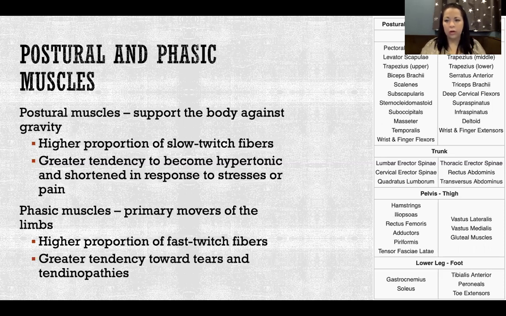How that affects posture and injury and things like that, postural muscles have a greater tendency to become hypertonic. So too much muscle tone, too much activation, more chronically shortened. So they have a greater tendency to become hypertonic and shortened in response to stresses or pain. So with stress or pain or too much use over time, like an overuse type injury or movement pattern, they will tend to become hypertonic and shortened over time. And we'll see that when we do postural assessments. And then phasic muscles, they have a greater tendency toward tears and tendinopathies. So dysfunction and injuries to the tendons and tears of the muscle or the tendon. So phasic muscles respond generally differently to increased stress, pain, overuse, that sort of thing, than do postural muscles.